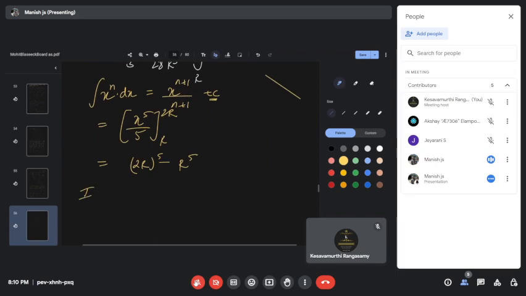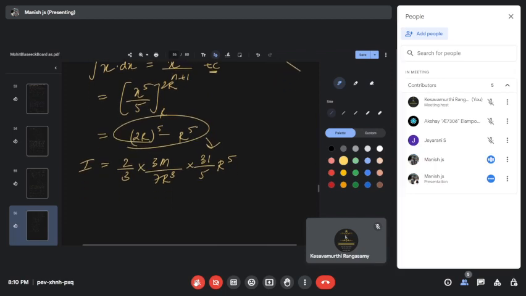You will get the answer as I is equal to, so I'm substituting the value, so you get it as 2 by 3 was there, we had 3m on the top, 7r cube into 31 by 5 r to the power 5. When you go for the simplification of this term, you will get this term. Now multiply all the terms and go for a simplification. So you will get the answer as 62 r square upon 35. So this is the value that you will get.